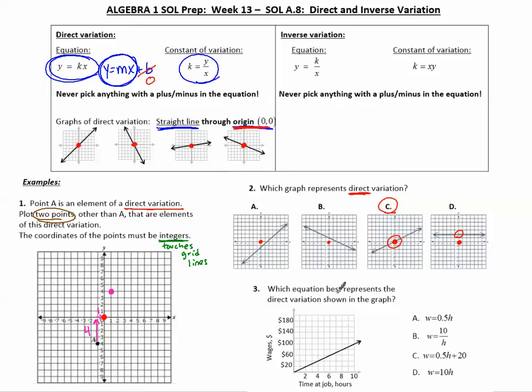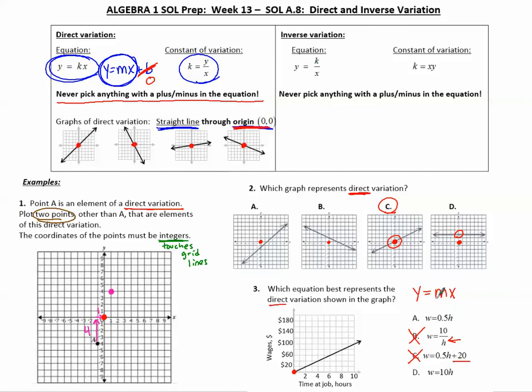Number 3, which equation best represents the direct variation shown in the graph? So notice because it's direct variation, it's going through the origin. When it's direct variation, we remember that it's going to be like y equals mx plus b, but there is no plus b. We never pick any equation with a plus or minus. So I see a plus here, it cannot be choice C. Also, it has to look like y equals mx without the plus b. So I don't want a variable that's divided. So choice B cannot be because a variable is divided. So it's either this one or this one.